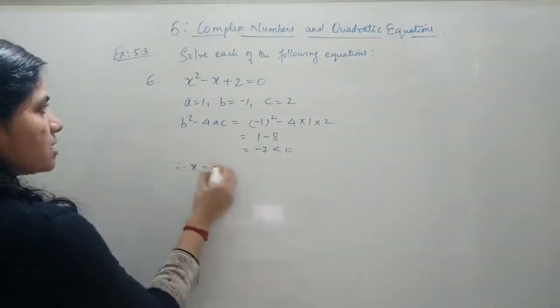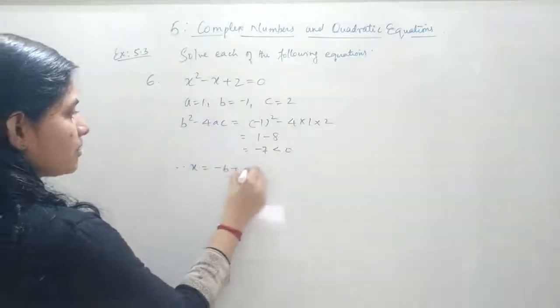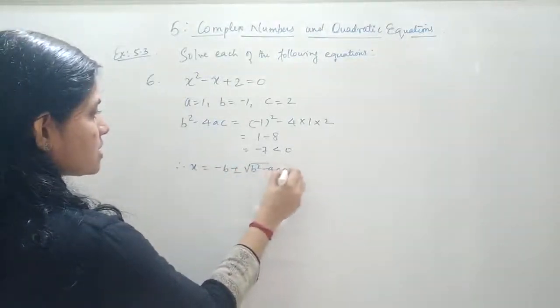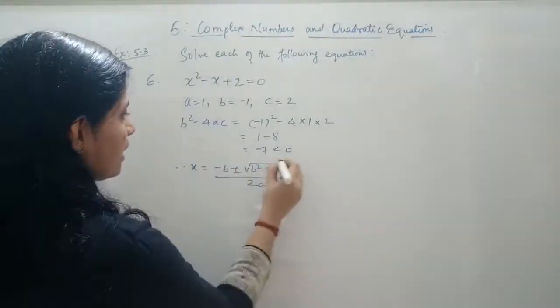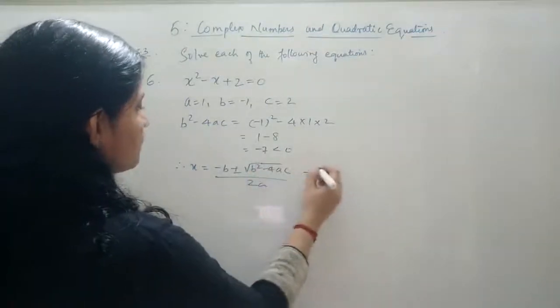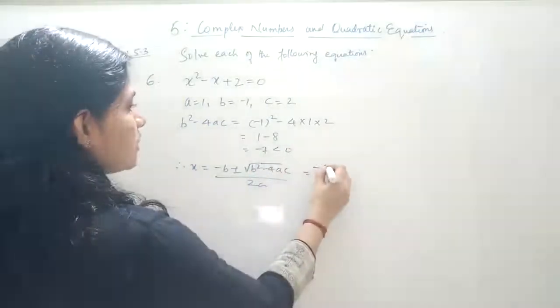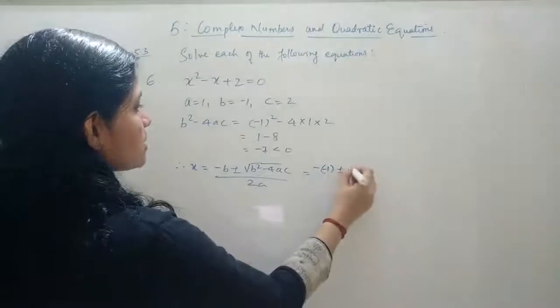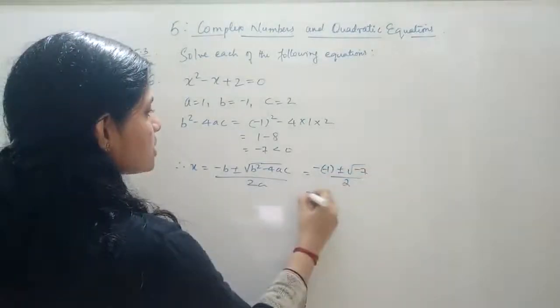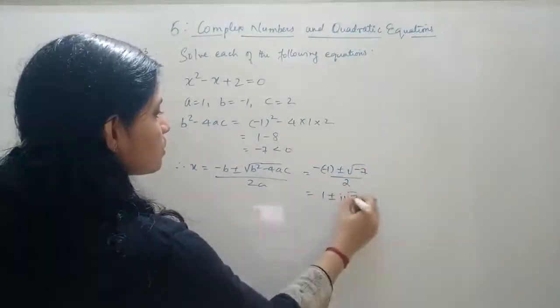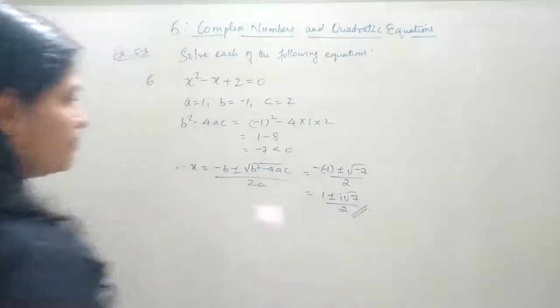So your x, that is the solution, will be minus b plus or minus root of b square minus 4ac by 2a, which is equal to minus of minus 1 plus or minus root of minus 7 by 2, which is equal to 1 plus or minus i root 7 by 2.